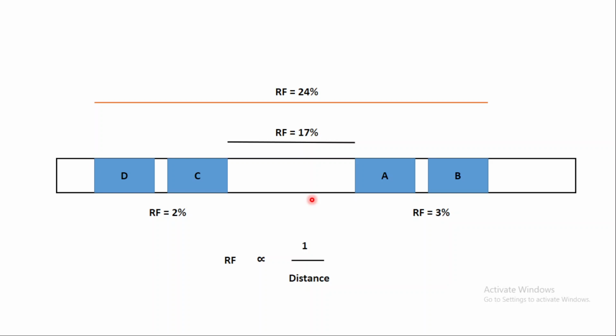Now if you look at it, the diagram will look somewhat like this. So this is the important theory that we learned. Recombination frequency is inversely proportional to the distance. So higher the distance between two genes, so lesser the distance, lesser the recombination.